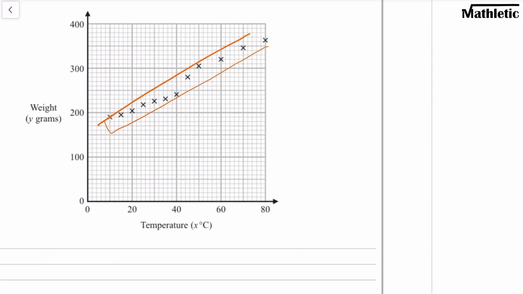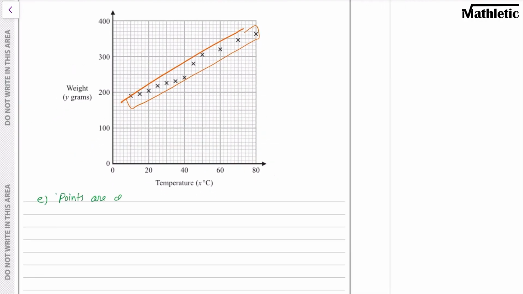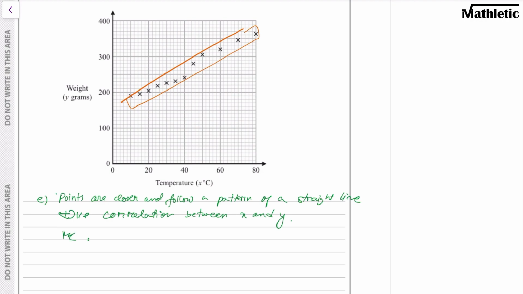As you can see, the diagram also supports the same thing, that it's showing a pattern that it's going up, and the points are closer to a straight line. So the points are closer to each other, and they follow a pattern of a straight line. Then it also shows a positive correlation between x and y, which is also supported by the value of r. r is close to 1. So all of this actually indicates that a linear model is suitable.